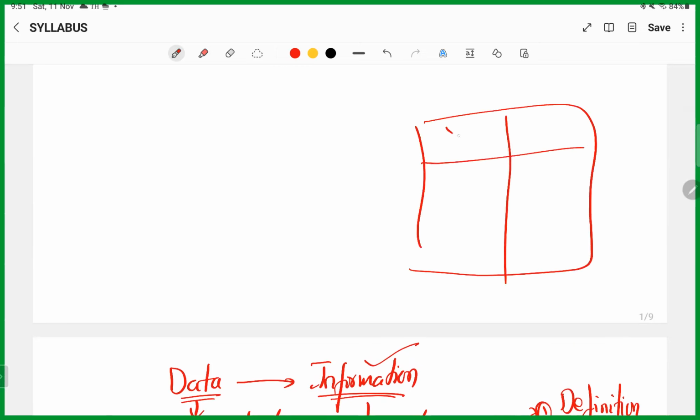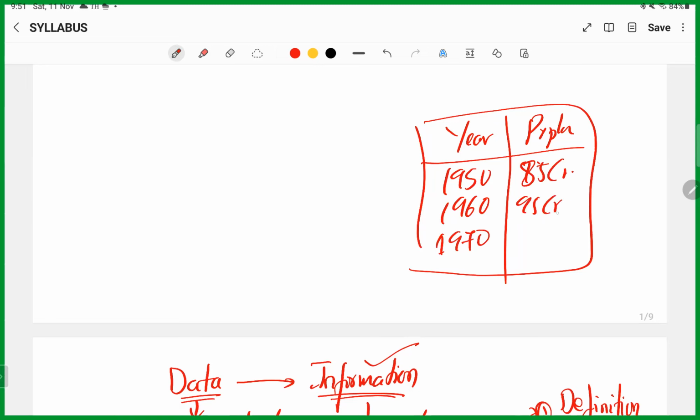They would put something like this: year, population. 1950, 1960, I randomly write something, 1970, they might have told some 85 crore, 95 crore, 100 crores. So it comes as properly given information, so here it will be helpful for you to understand. 1950, 84 crore, 85 crore, 1960, 10 crores increase. From 1960 to 70, 5 crore increase, you get an understanding when you read. This is called information. Data is random, that is data.